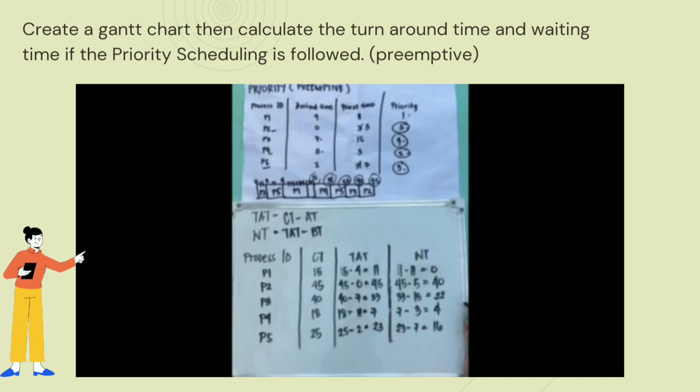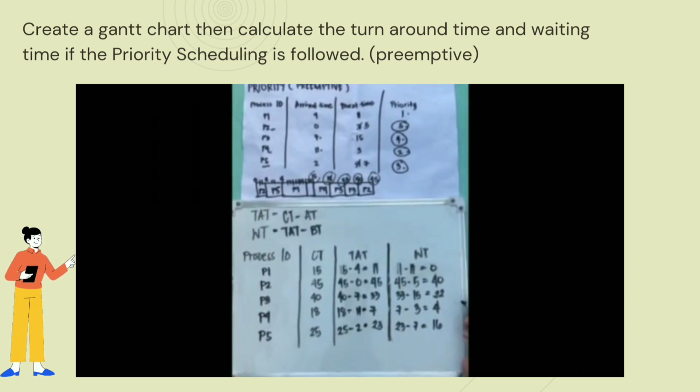So, ayun, nakuha na natin yung turnaround time and waiting time ng ginawa natin sa priority na preemptive.